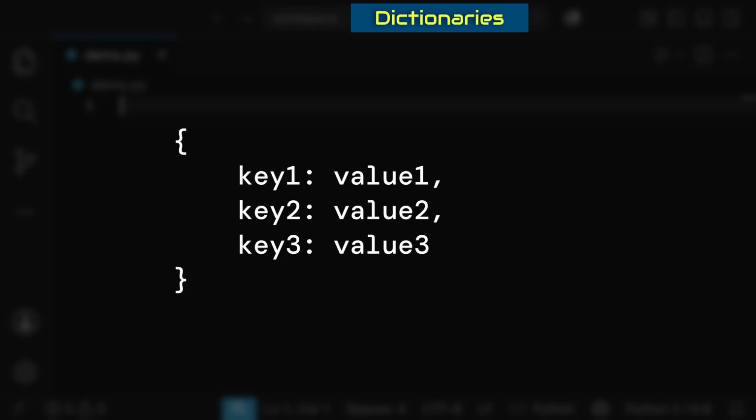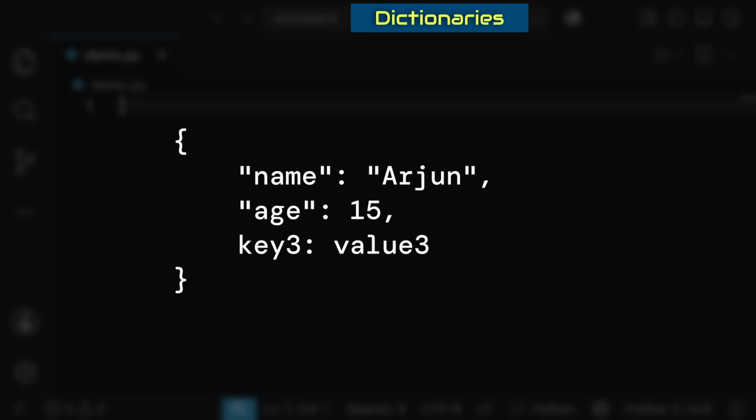Suppose we want to store information about a student. The student has a name. The student has an age. The student belongs to a class. One way is to create separate variables. However, all these values belong to the same student. A dictionary allows us to group related information together.